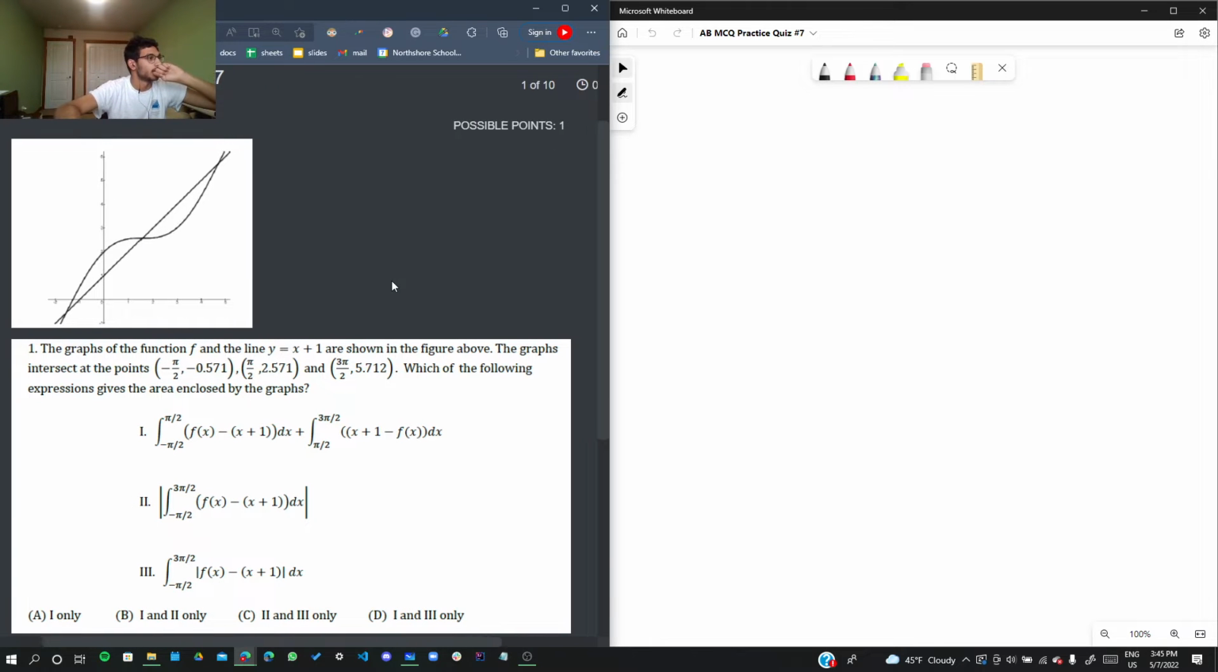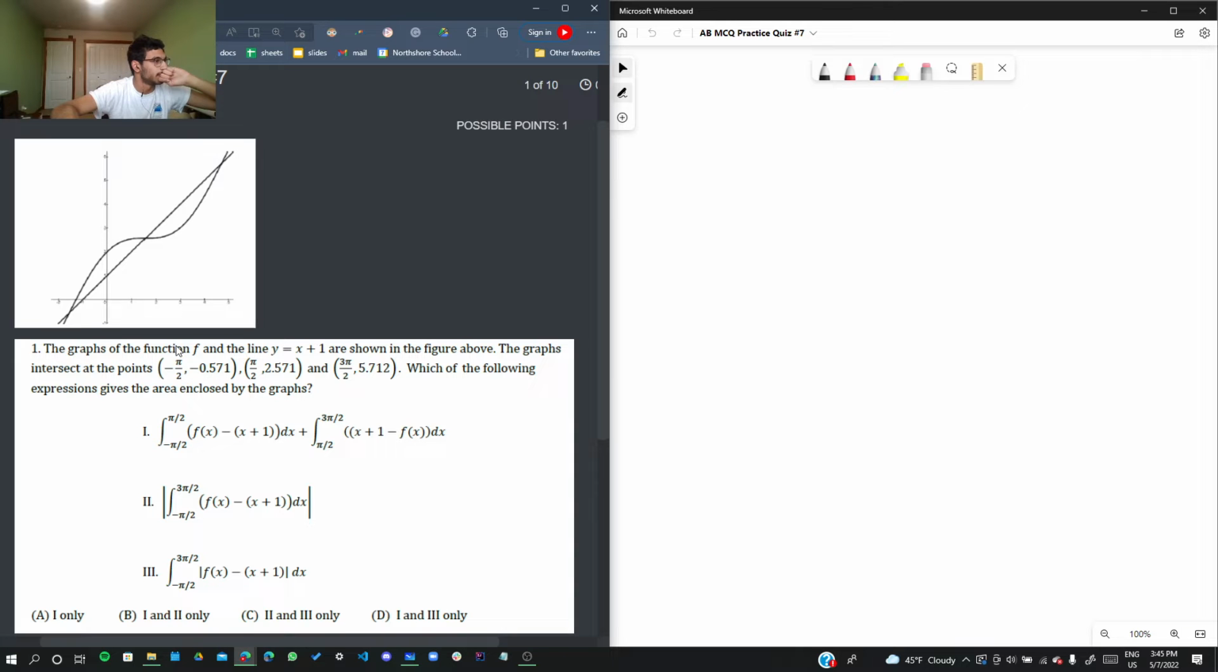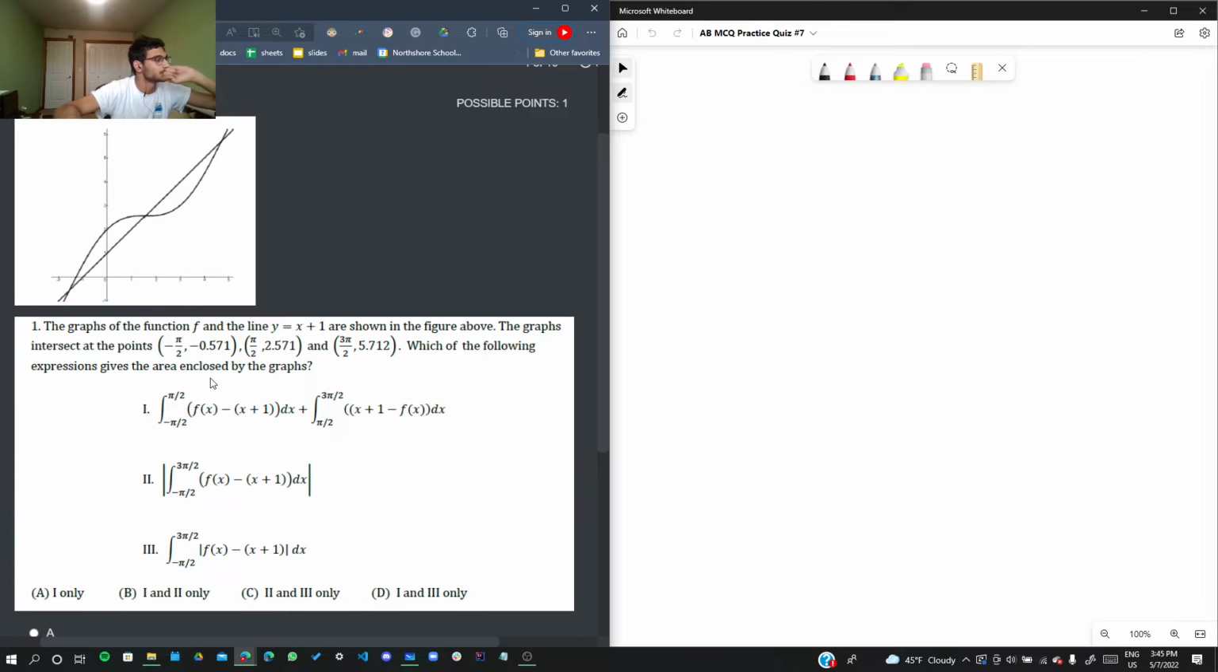All right, so here's the graph of function f and the line y equals x plus 1 as shown in the figure above. The graphs intersect at the following points. The following gives the area enclosed by the graph. Okay, so graphs. I know that. Okay, so if you want to get the area of something, right?